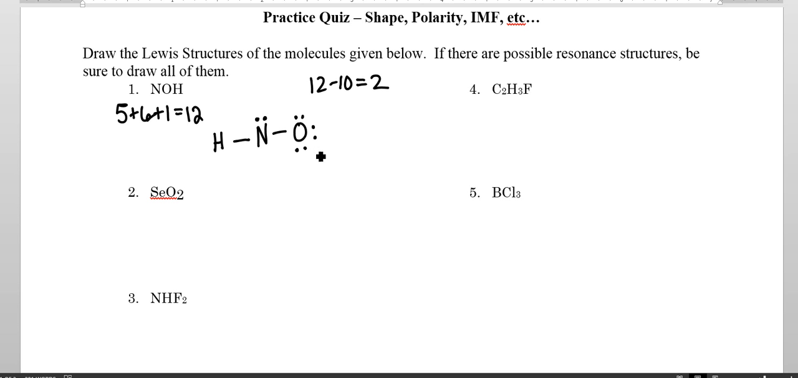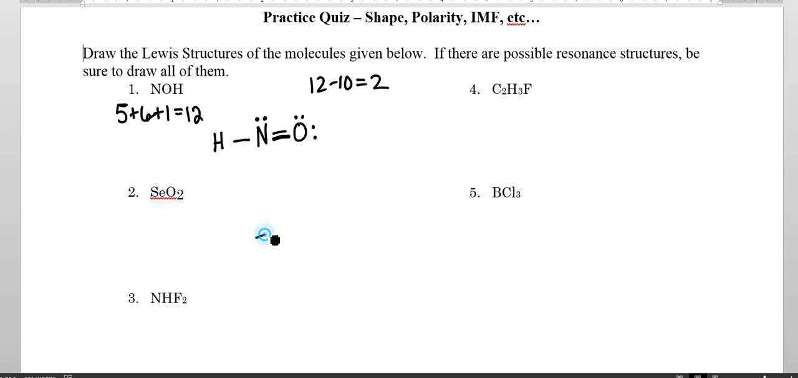So what that means is I need to form a double bond. So I'm going to take one of my electron pairs from oxygen, and I'm going to have oxygen share those electrons with nitrogen. So now I still have 12 electrons. So I've got 2, 4, 6, 8, 10, 12. But now everyone has an octet and is happy. So that is number 1.